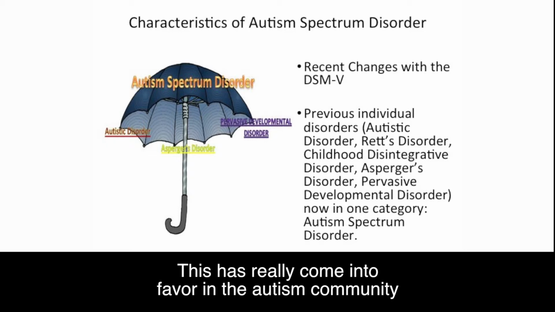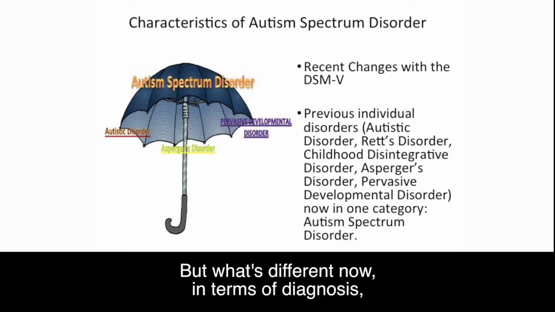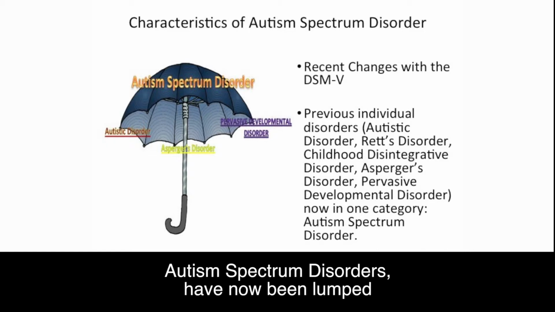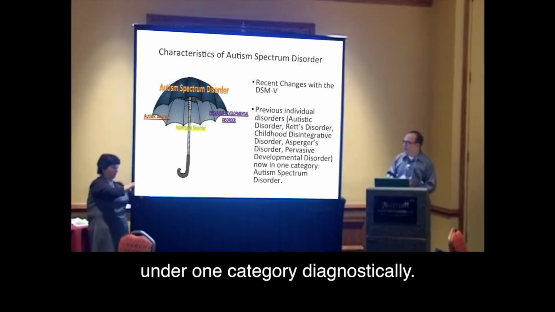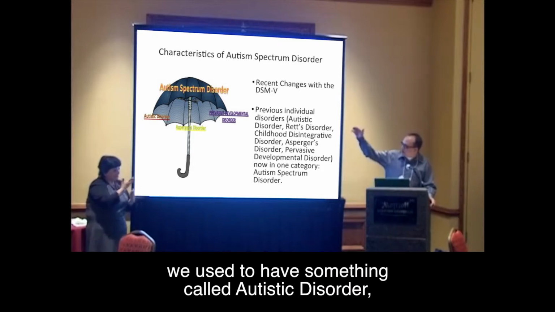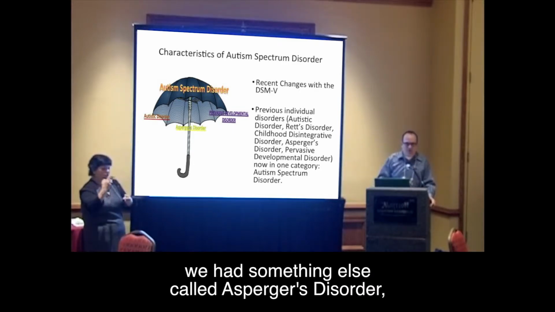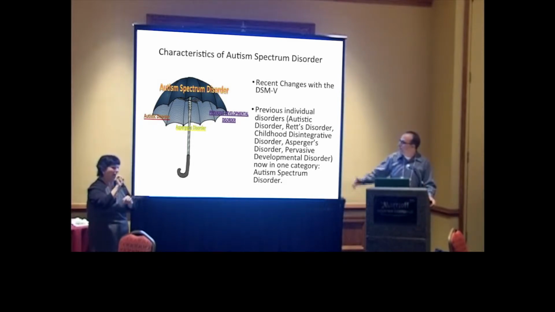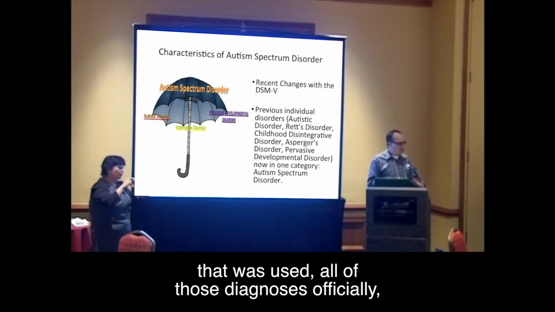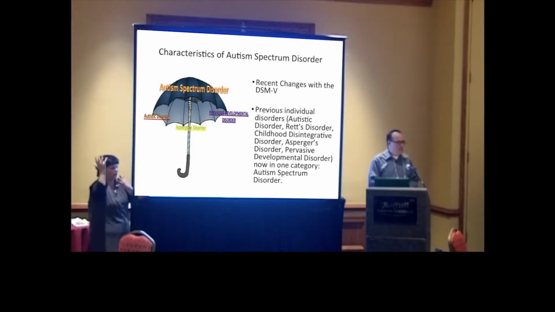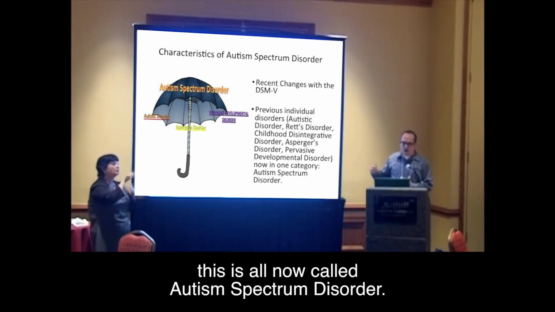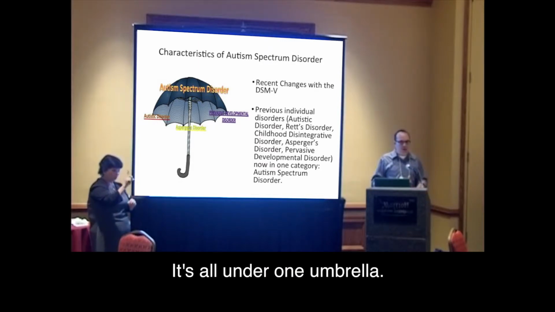This has really come into favor in the autism community over the last several years, but what's different now in terms of diagnosis is that what used to be considered several different autism spectrum disorders have now been lumped under one category diagnostically. So we used to have, in the Diagnostic and Statistical Manual, something called autistic disorder. We had something else called Asperger's disorder, and you've probably heard the term Asperger's. Pervasive developmental disorder was another term that was used. All of those diagnoses officially in the medical community have gone away. In this edition 5 of the DSM that came out this summer, this is all now called autism spectrum disorder. It's all under one umbrella.